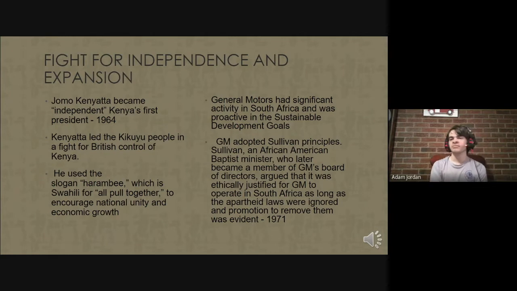segregation. Some of Sullivan's rules actually were non-segregation, equal employment practices, equal pay, and employee education, along with a few other things, which was very interesting.